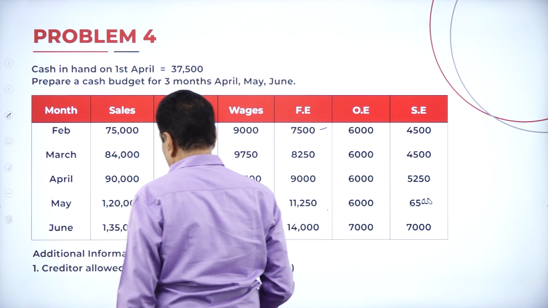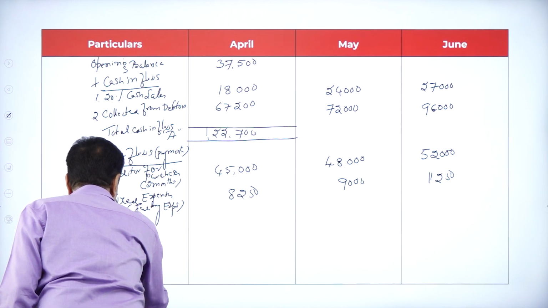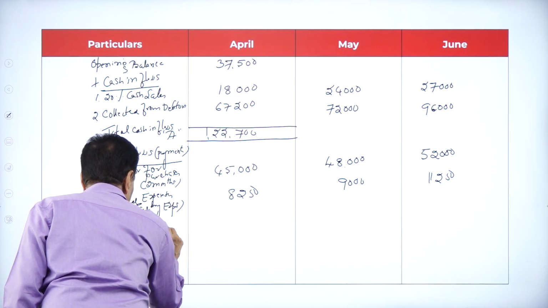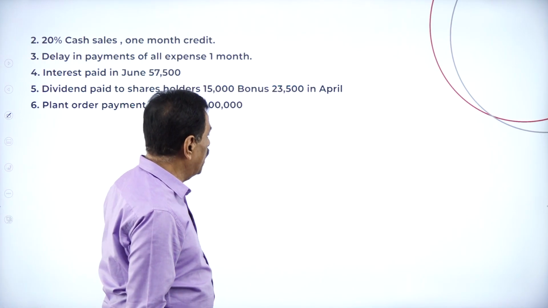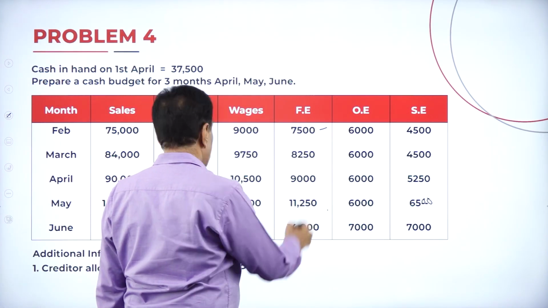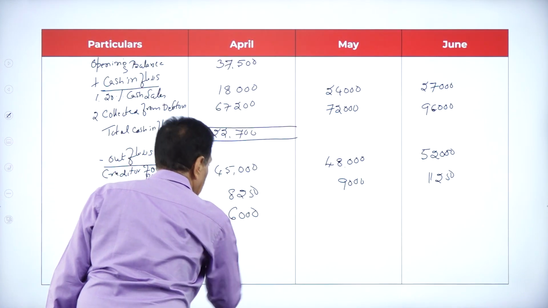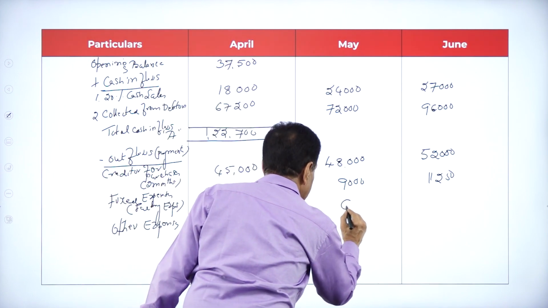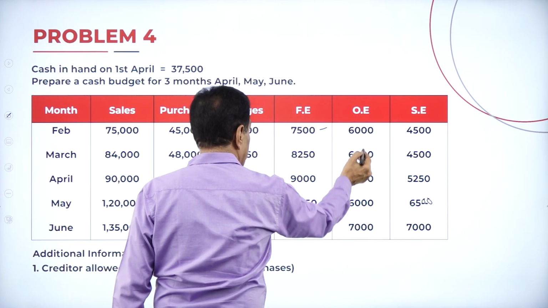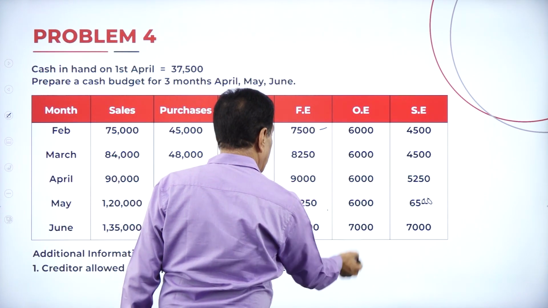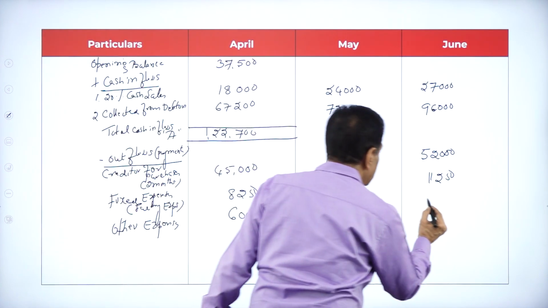Office expenses, other expenses, 1 month gap. So March, see that March, other expenses, March 6,000. Then March and April, April and May, May and June, 6,000. 1 month.